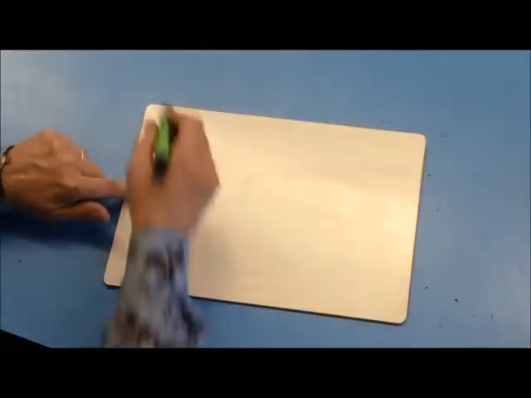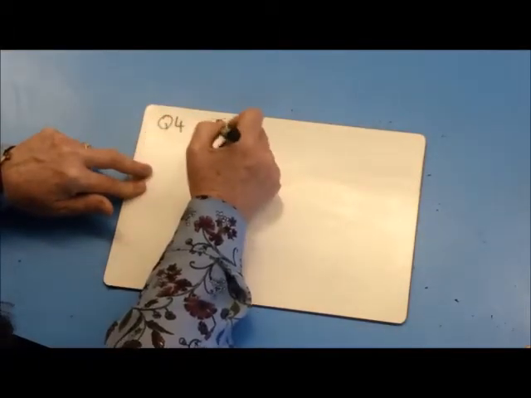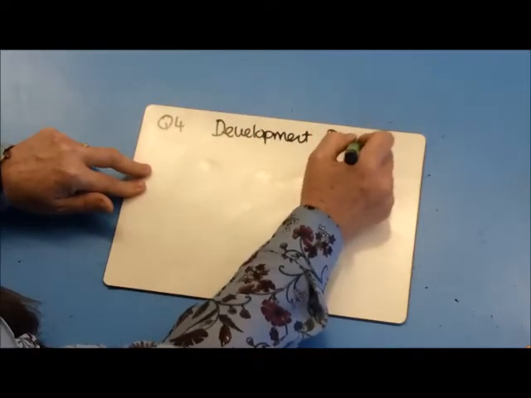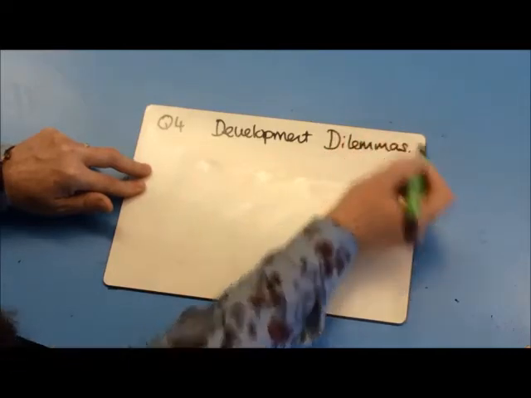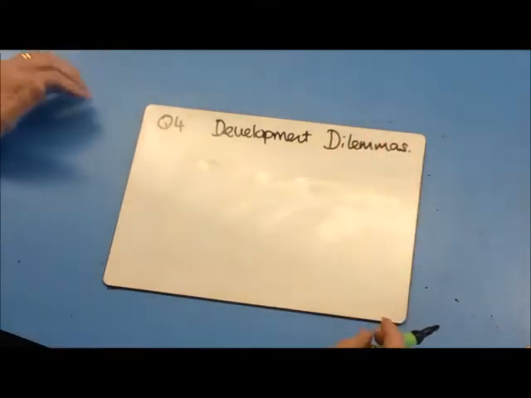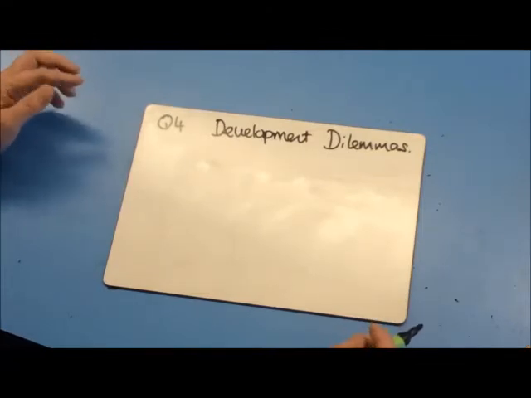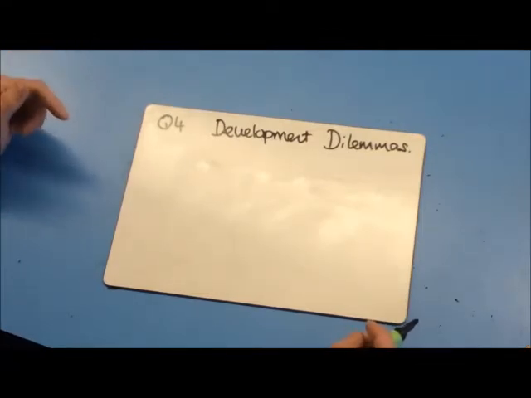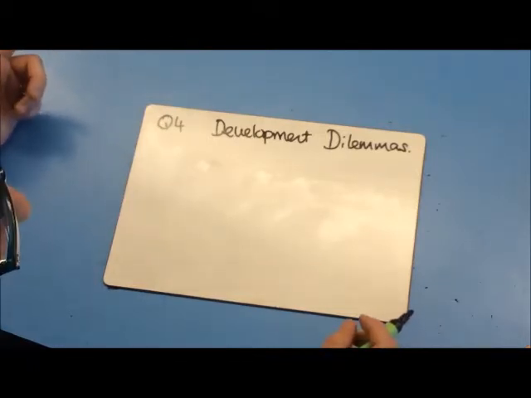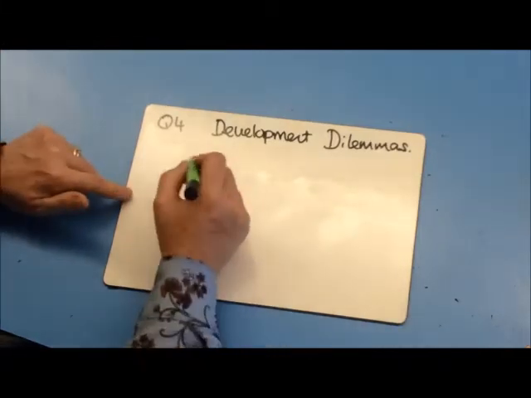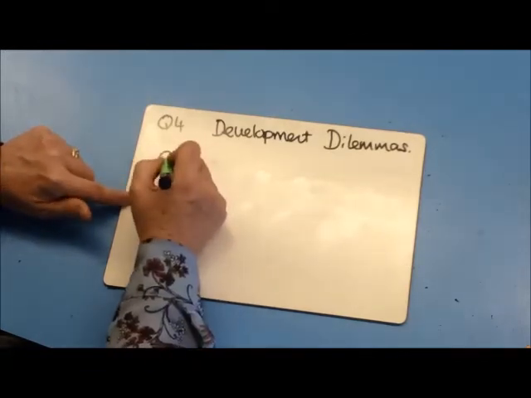Okay, welcome to question number 4, which is development dilemmas. And this is all about the contrasting levels of development around the world, why some countries struggle to develop, using Malawi as your example, why development varies within countries, Maharashtra versus Bihar, and then looking at solutions or projects that can aid development. So we're going to start off with thinking about how we measure development.